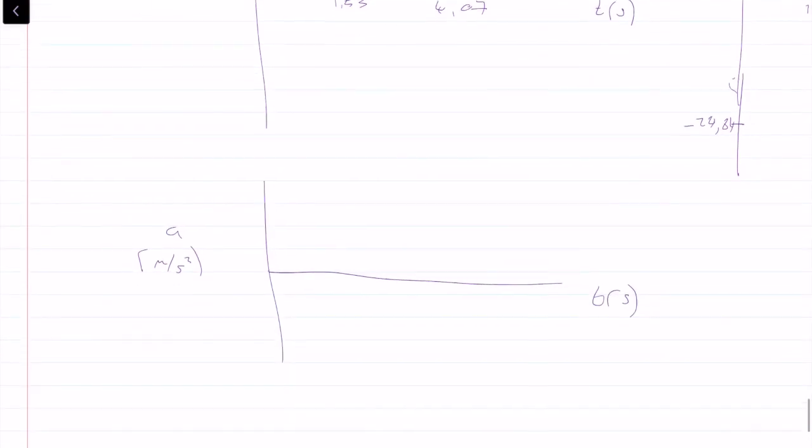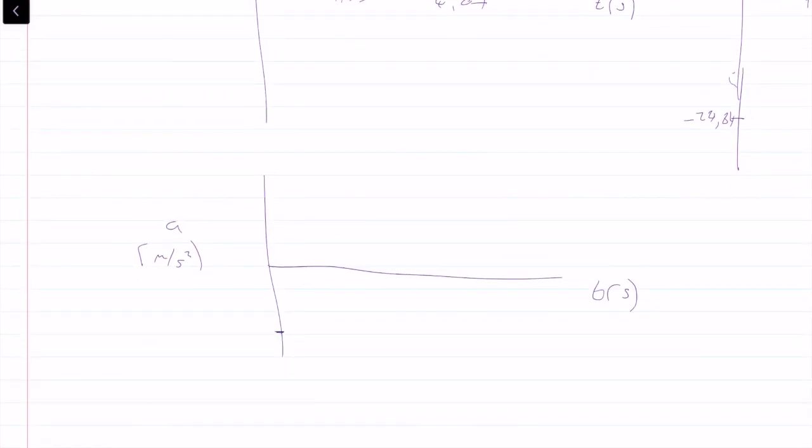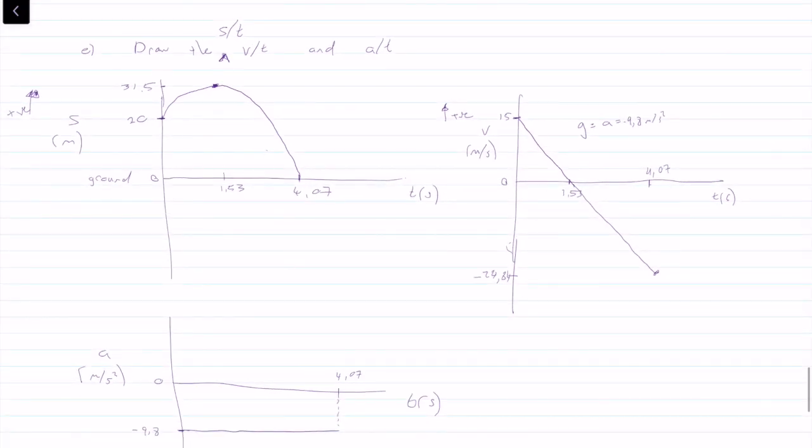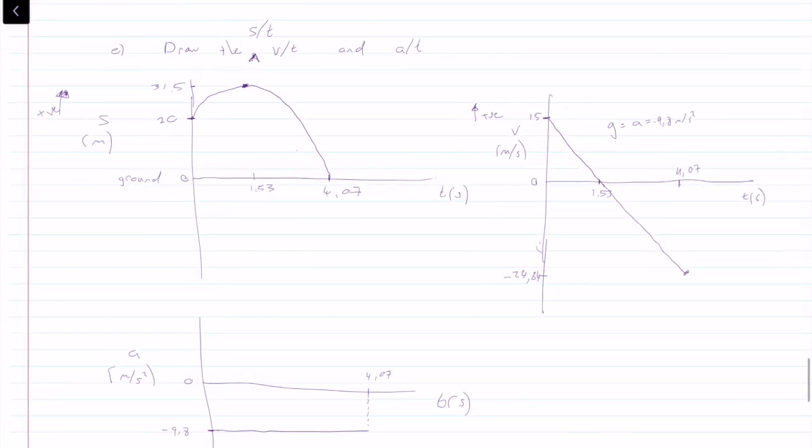And finally, we have the acceleration time graph, which is very easy. We know the acceleration was constant, minus 9.8 meters per second squared. So for the entire time period, 4.07 seconds, it was that value. Also just put in your 0 points. Sometimes you may get marks deducted if you don't.